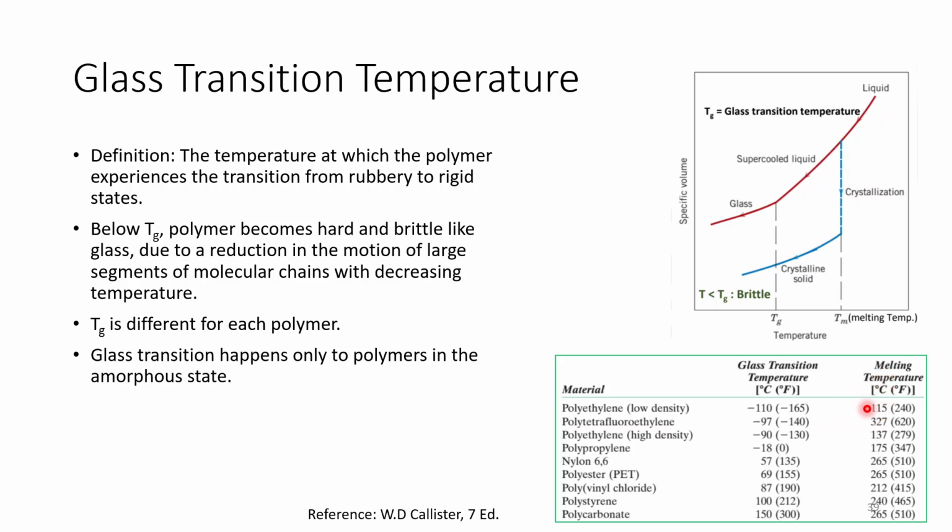And the melting temperature is 115 degrees Celsius. For polytetrafluoroethylene, also known as Teflon, you have minus 97 degrees Celsius, and the melting temperature will be 327. So for these materials which have a negative glass transition temperature, your material will be in plastic state.